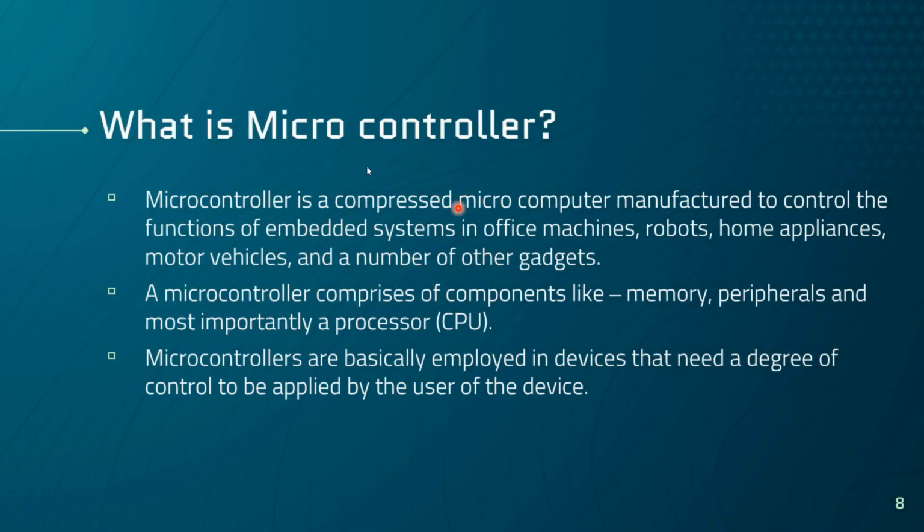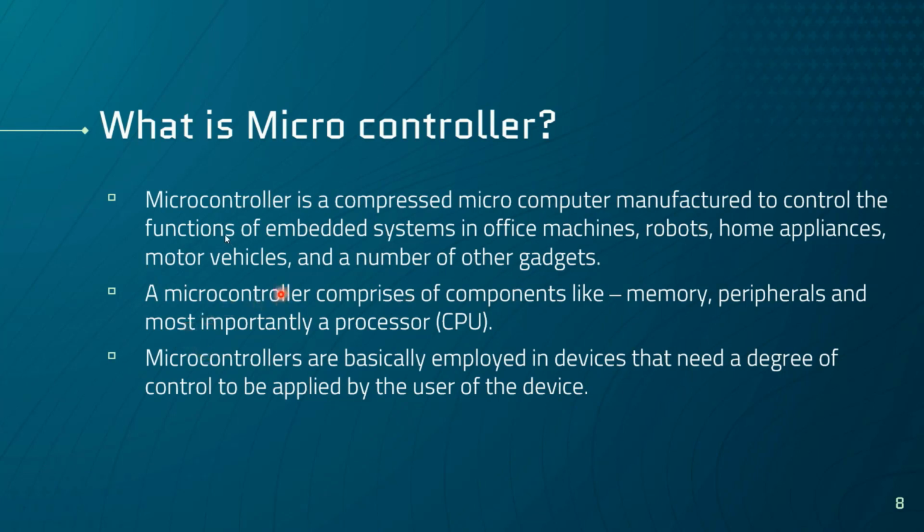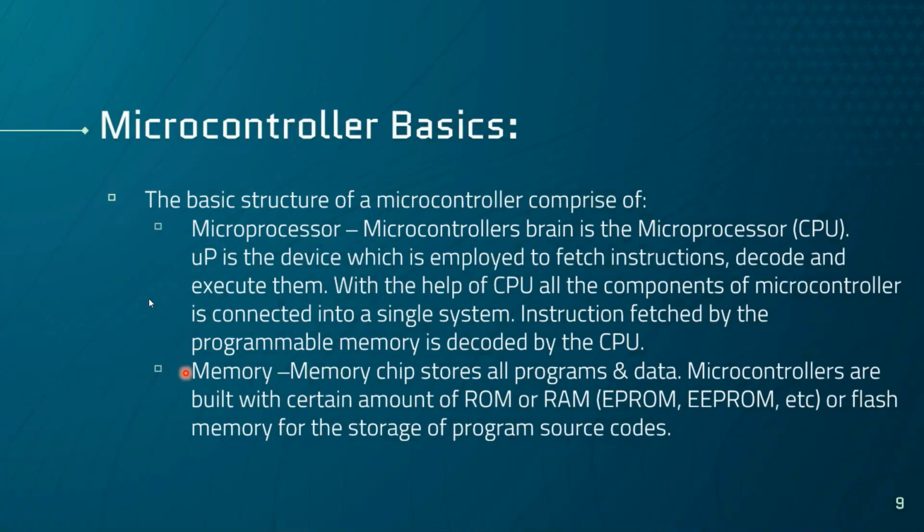A microcontroller is, simply, a compressed microcomputer. It's manufactured to control certain functions of an embedded system, be it in offices, in robots, in home appliances, in motor vehicles, and a number of other gadgets. A microcontroller comprises components like memory, peripherals, and most importantly, a processor, that is, a central processing unit. And we're going to have a look at the more detailed structure of a typical microcontroller. Microcontrollers are basically employed in devices that need a degree of control to be applied by the user of the device. So let's have a look at the basic structure of a microcontroller.